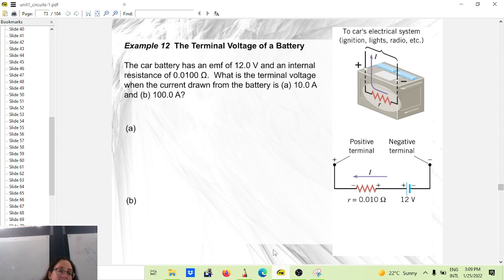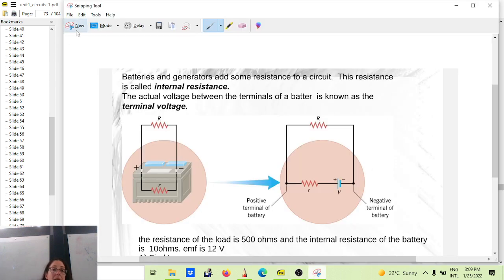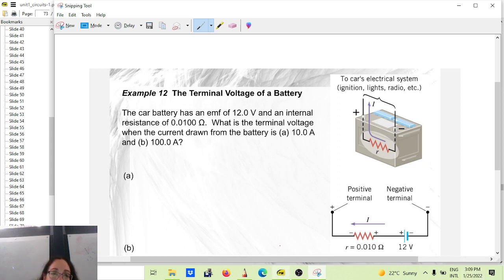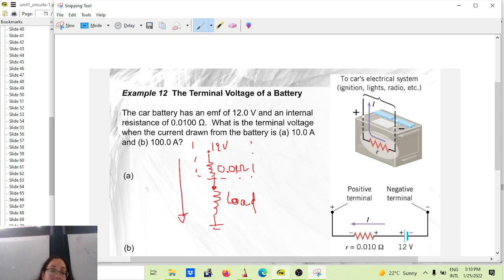Okay, you see that slide 73? That's going to be for the next pop quiz. Just to put you on track, you have 2 questions, so that way I only have to come up with another question. So you see, you have 12 volt, and you have a little sneaky 0.01. That will be your battery. And then you have a load here, but you don't care about the load, because what they give you is the current. Let's say the current is I.